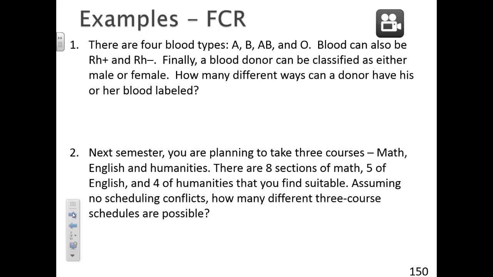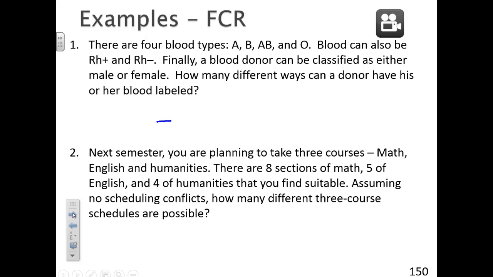So, there are 4 blood types, A, B, AB, and O. Blood can also be positive or negative. And finally, a blood donor can be classified as either male or female. How many different ways can a donor have his or her blood labeled? So, there are 4 blood types.